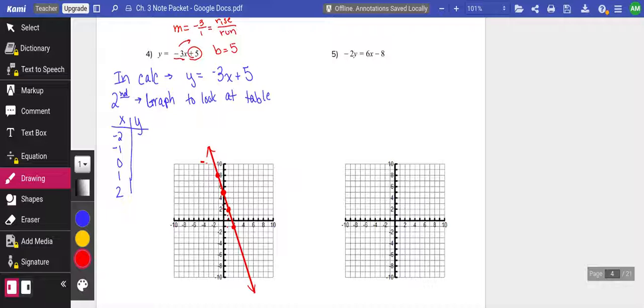If you were going to graph it looking at your table, you would get -2, 11, -1, 8, 0, 5, 1, 2, and 2, -1. And all of those points exist on that line.